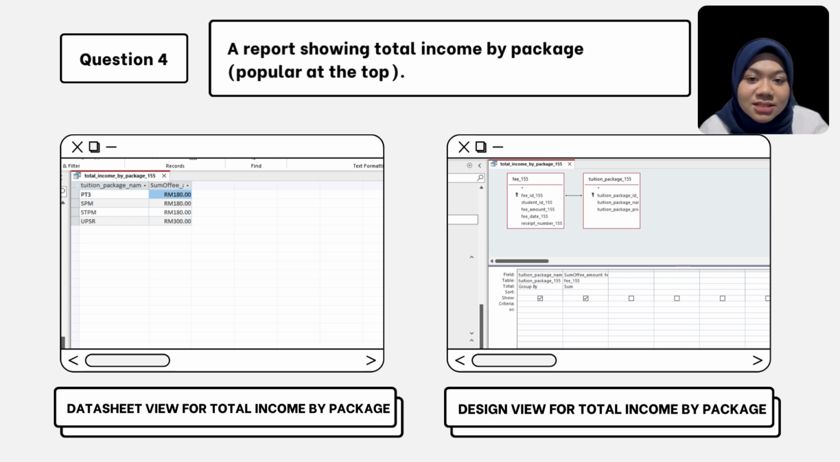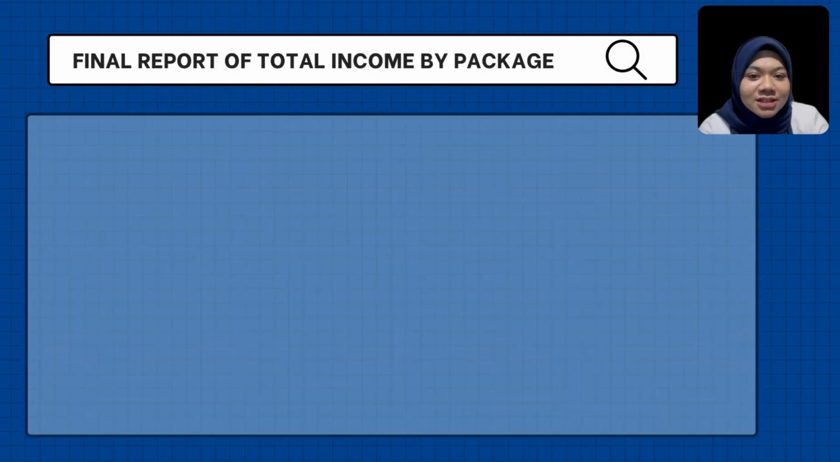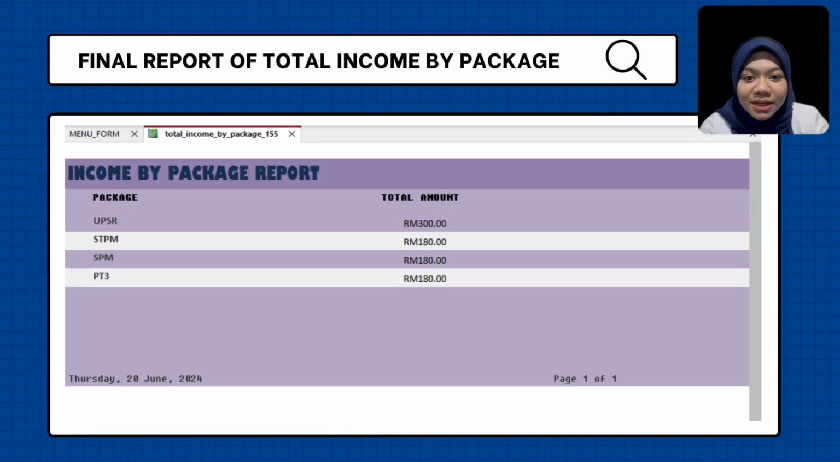As you can see in this slide, which is the datasheet view for the total income by package and also design view of total income by package. Here we can see the final report of total income by package by our D Success Tuition Center.